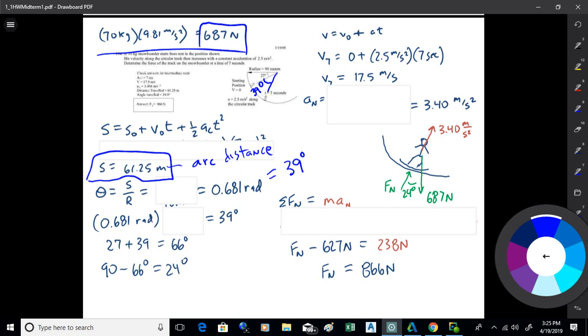Okay, so I've got constant acceleration, so I don't need to do the whole calculus stuff. What I can find with that constant acceleration is the angular distance traveled along that arc, and it's 0.681 radians, which is 39 degrees. I can also find the velocity, 17.5 meters per second.